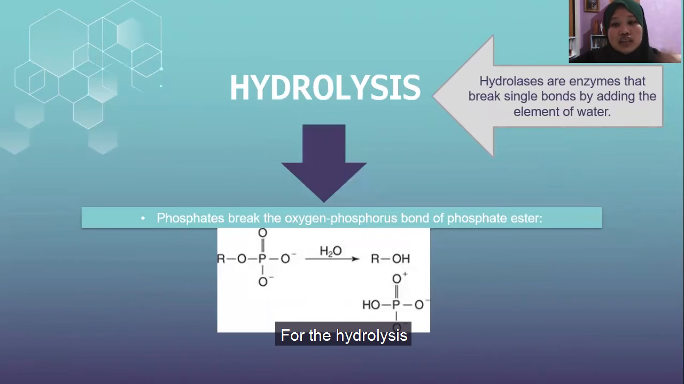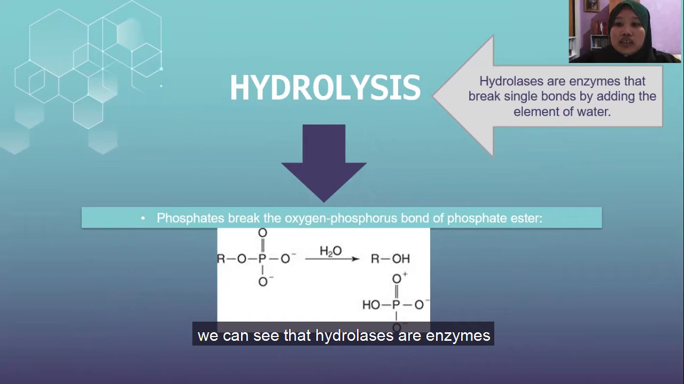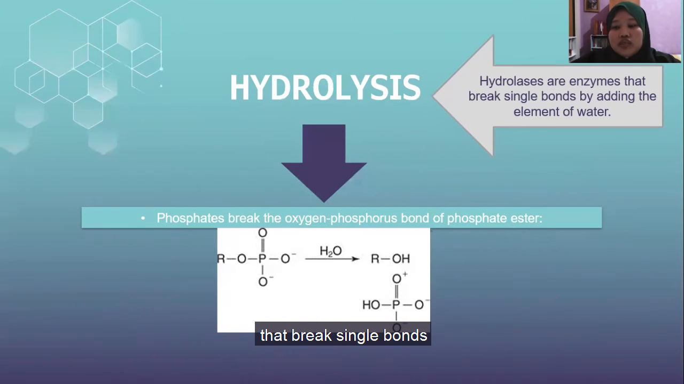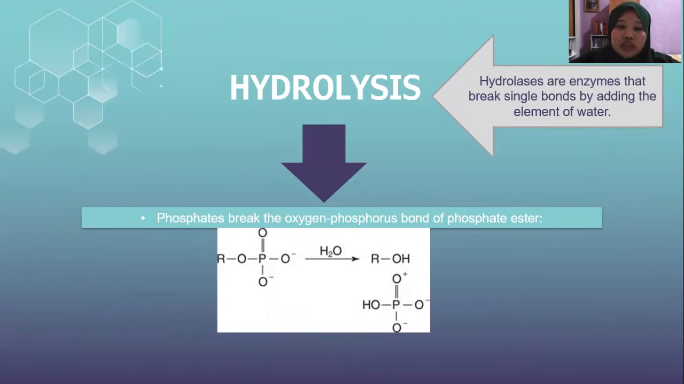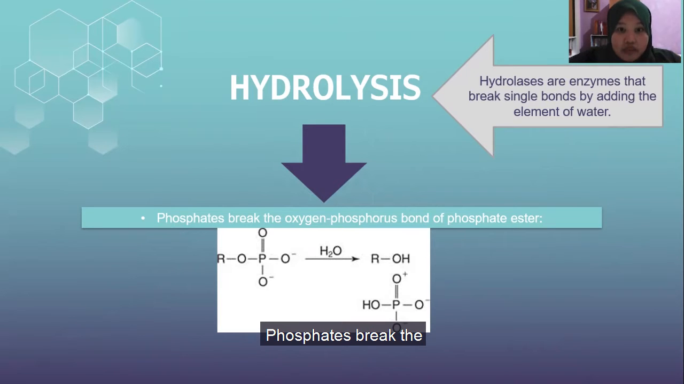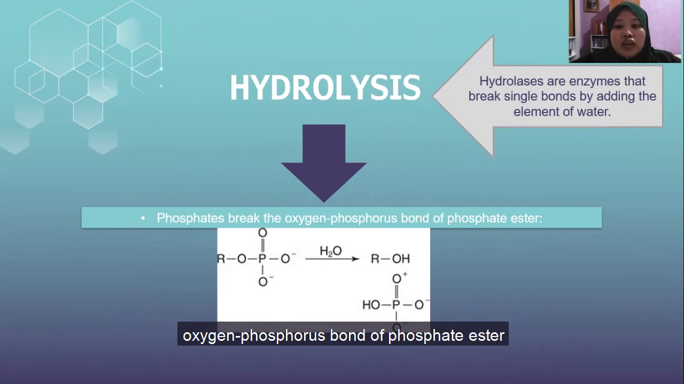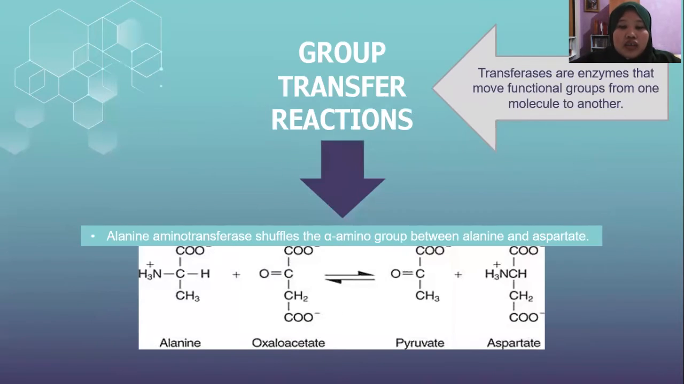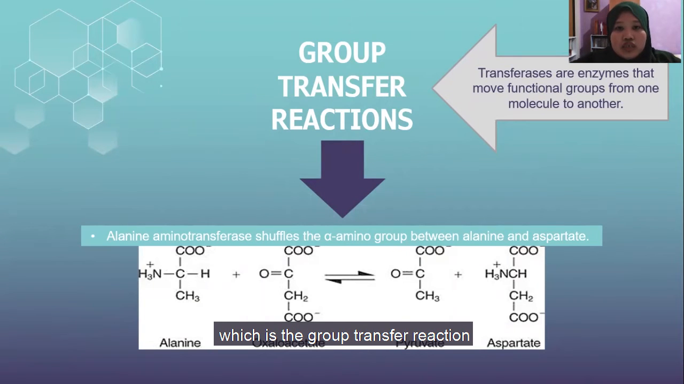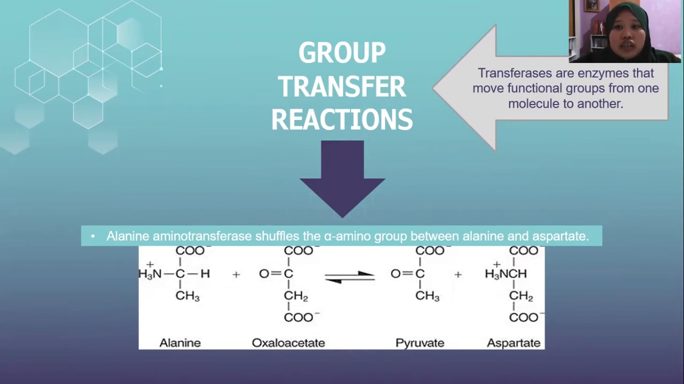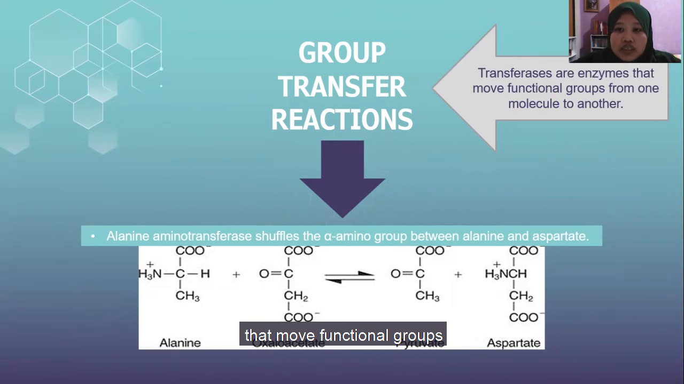For the hydrolysis, you can see that hydrolases are the enzymes that break single bonds by adding the elements of water. For example, phosphatases break the oxygen-phosphorus bond of phosphate ester. For the function of group catalysis, which is a group transfer reaction, the transferases are enzymes that move functional groups from one molecule to another. We can see the alanine aminotransferase shuffles the alpha amino group between the alanine and aspartate.